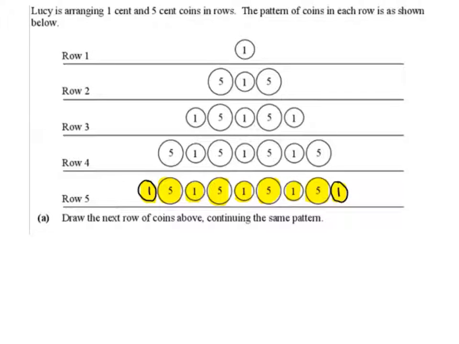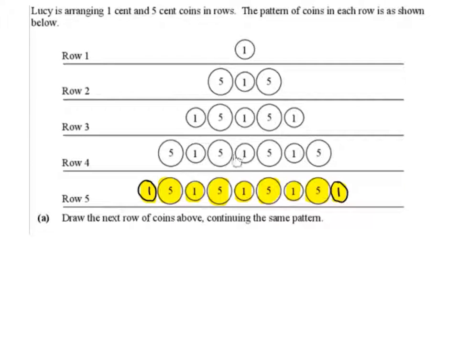So what we notice each time is that we have 1 in the center, and then a 5 either side of the 1, and then a 1 in the center, a 5 either side of the 1, and then a 1 either side of the 5, then 1 in the center, a 5 either side of that 1, 1 either side of that 5, and another 5 either side. So this is continuing on.